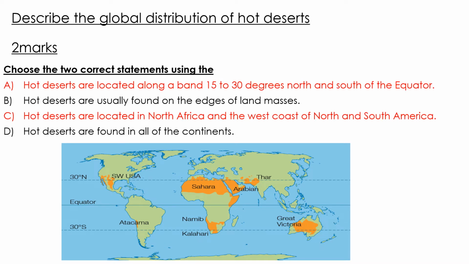So hopefully by using the map below, you've chosen the 2 answers that I've highlighted in red above. The first one is that hot deserts are located along a band 15 to 30 degrees north and south of the equator. And the second is that hot deserts are located in North Africa and on the west coast of North and South America. They're found in other countries and continents as well, as you can see the Great Victorian in Australia, or the Thar Desert in Asia. Also the Atacama, which is in South America. But you can see that all of those deserts are found within that 15 to 30 degree band.